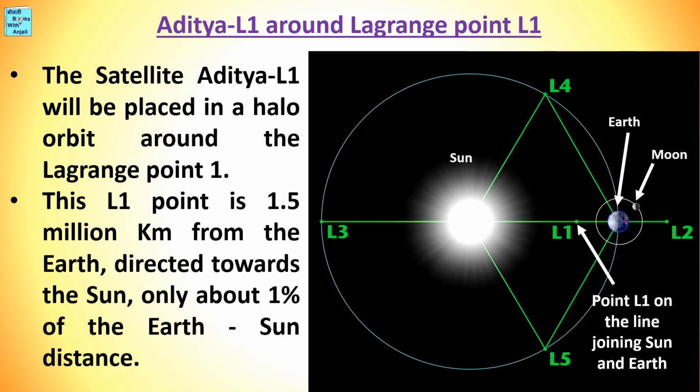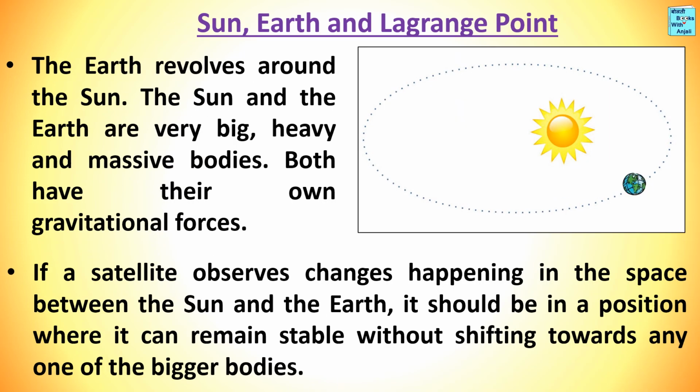Aditya L1 around Lagrange point L1. The satellite Aditya L1 will be placed in a halo orbit around the Lagrange point 1. This L1 point is 1.5 million kilometers from the Earth, directed towards the Sun. Still only about 1% of the Earth-Sun distance.